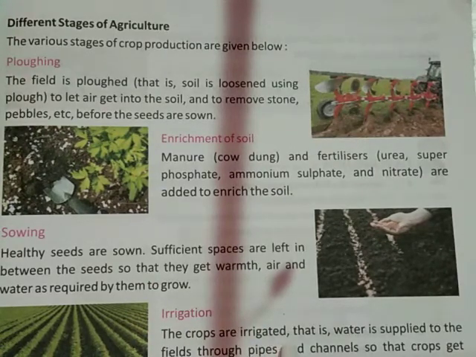Next is irrigation. The crops are irrigated, that is, water is supplied to the field through pipe channels so that the crop gets sufficient water to grow. So irrigation is the next step after sowing, because the plants need water regularly. Irrigation is a method in which we are providing water to the plants.